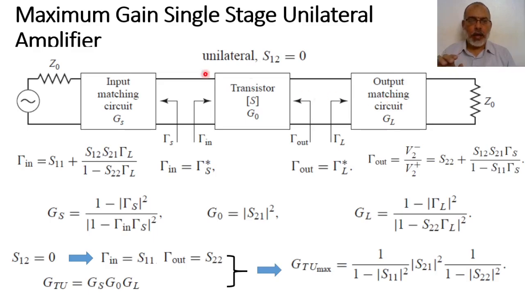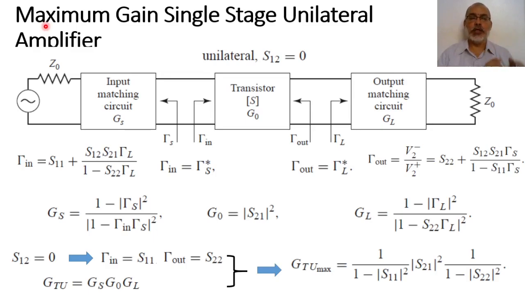This will result in narrow band behavior. So I can introduce excellent input matching circuit and excellent output matching circuit at a specific frequency. But once I deviate from this frequency, there will be large mismatch between the source and the transistor and the load. So the condition for maximum gain will not be satisfied anymore. So the design of maximum gain amplifier will result in a narrow band amplifier.